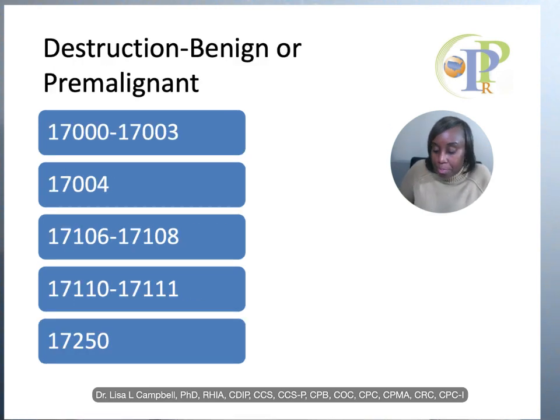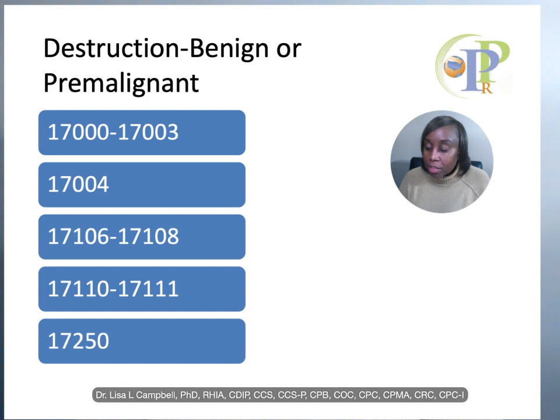All right, next up on page 117, we have our codes for destruction. Now, what you want to note regarding the destruction codes, first of all, there are subsection notes and parenthetical notes to kick off this particular section. Immediately after that, the first family of codes that you see are for benign or pre-malignant lesions. You will want to pay close attention to these descriptions because one word can change the description.